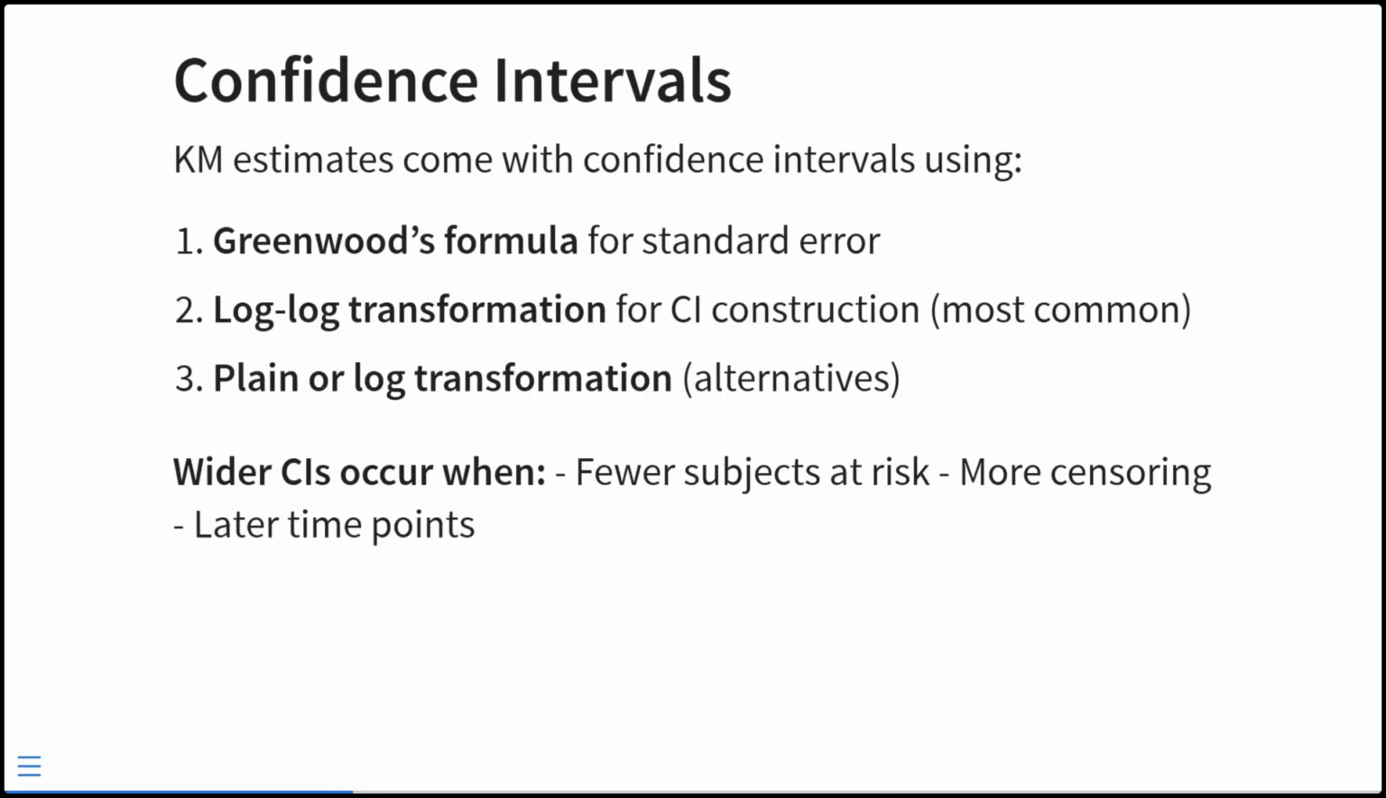So we have the confidence intervals for Kaplan-Meier estimates. How do you come up with your confidence intervals? You can use 3 methods: either Greenwood's formula, or the log-log transformation for CI construction, or the plain or log transformation. In R, when you use the Kaplan-Meier curve, you can get the survival confidence interval automatically. Wider confidence intervals occur when you have fewer subjects at risk, more censoring, or later time points. In a situation where you have these, you are going to experience wider confidence intervals.